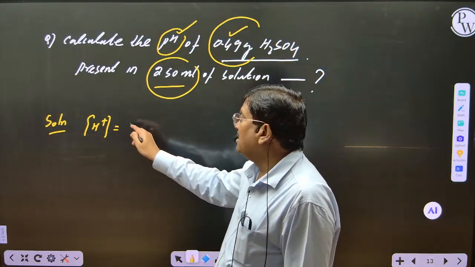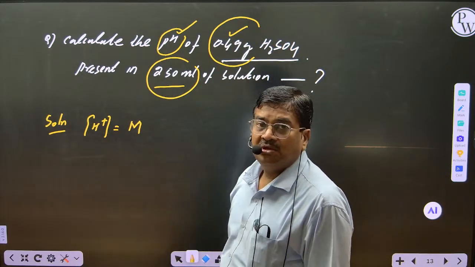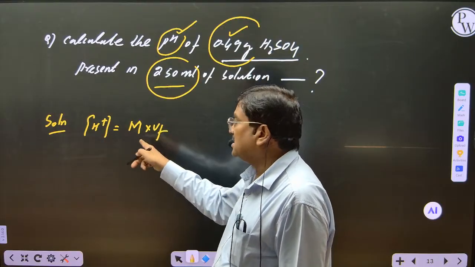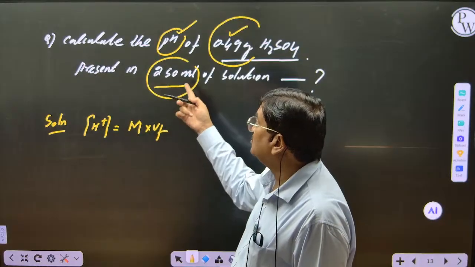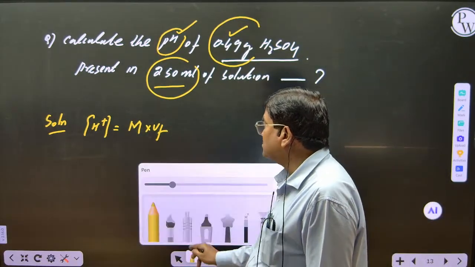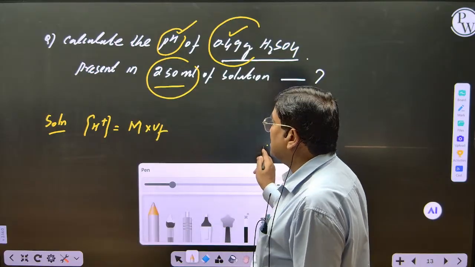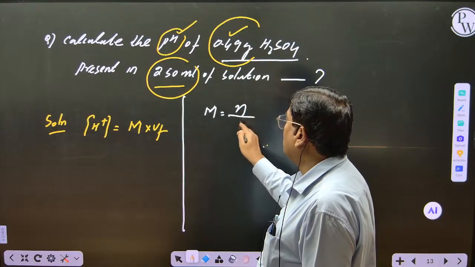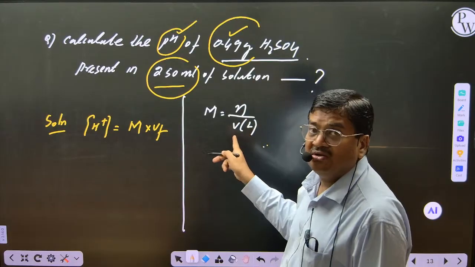Or you are familiar with finding molarity, no? So molarity into valency factor you find out. Actually normality we don't know, so molarity into valency factor. Now can you find molarity, students? In the last class you learned, no? Molarity is nothing but number of moles by volume of solution in liters.